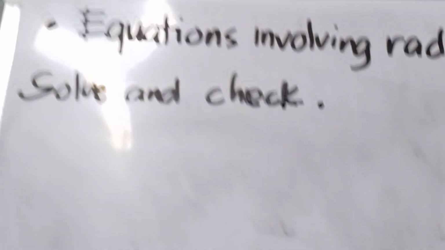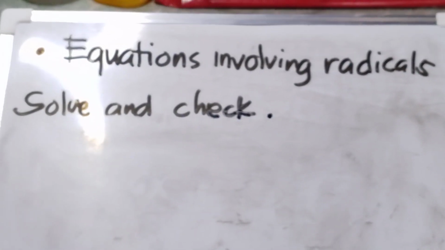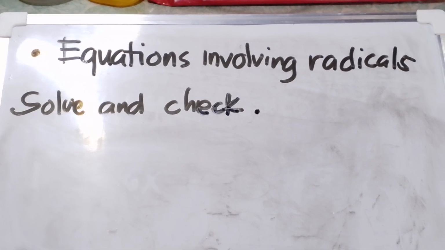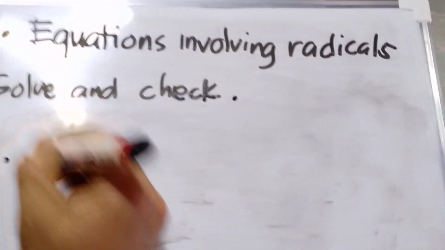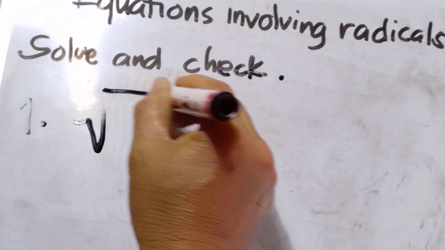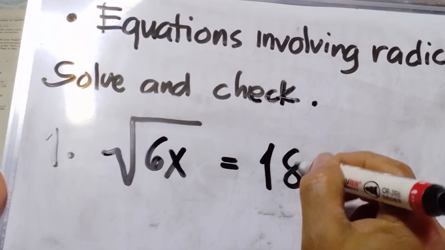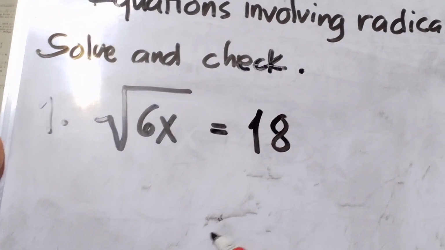Today is about equations involving radicals. This math is intended for grades 8 and 9. So I have here number 1: square root of 6x is equal to 18. But the direction says that it should be solved and checked.